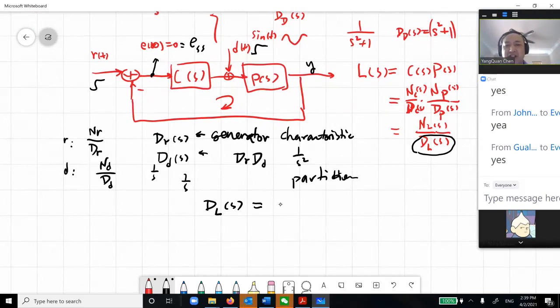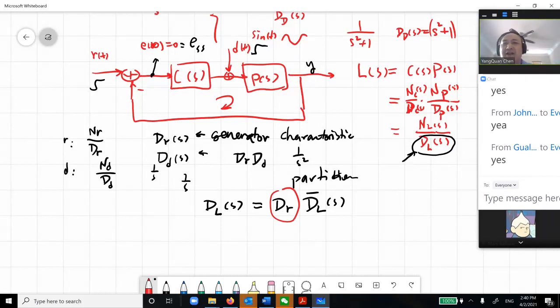So this denominator should contain the dr, okay? And you have a dl. What is left is this one, okay? So you can split the dr out. Split the dr out. This sounds strange, but it's not.